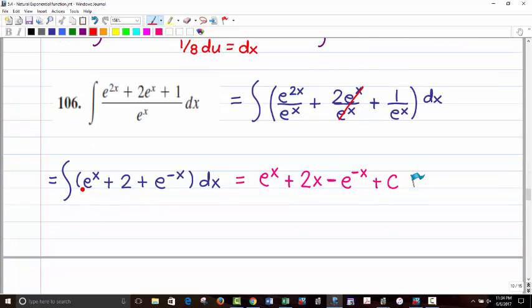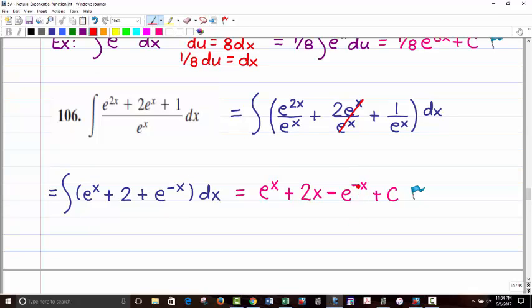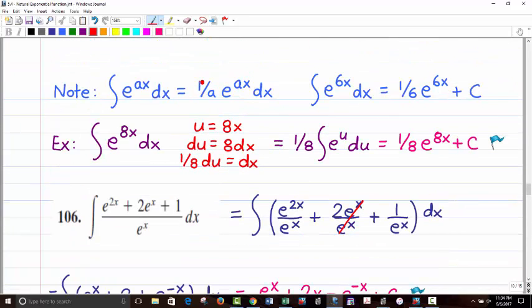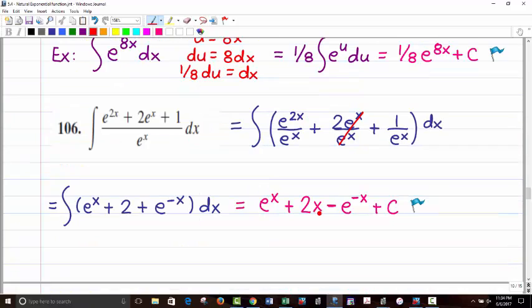And then pretty easy from here. Antiderivative of e to the x will be e to the x. Antiderivative of 2 would be 2x. And then the antiderivative of e to the negative x would be negative e to the negative x. You can think of it as being your a is negative 1, so 1 over negative 1 would be negative 1. So it's negative e to the minus x.